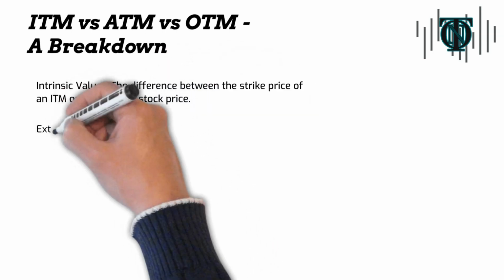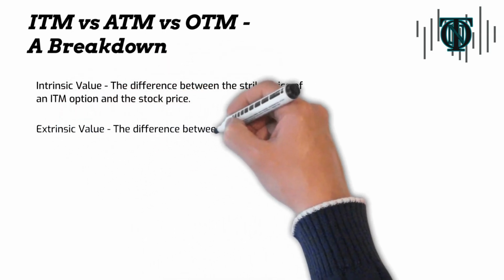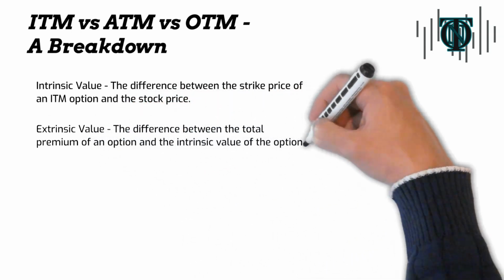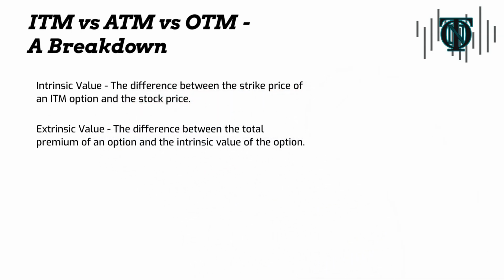The remaining value of an options contract is called the extrinsic value, or the difference between the total premium of an option and the intrinsic value of the option. It is also known as the time value of the options contract. We'll certainly be going over extrinsic value more in different lessons, but to give you a little bit more of an understanding, the further away a contract is from expiration, the longer the underlying stock has to move and become more profitable. Therefore, the longer the expiration, the higher the extrinsic value.